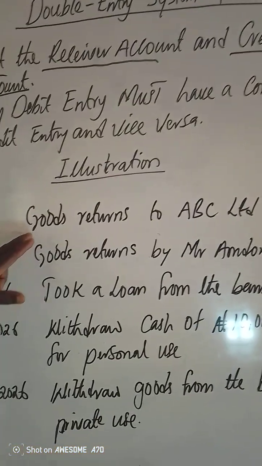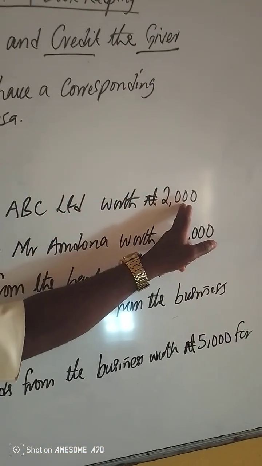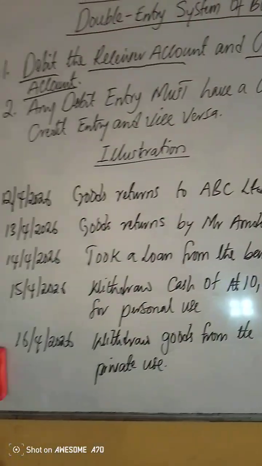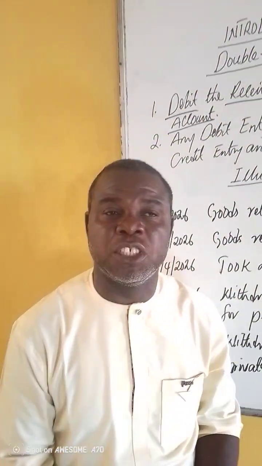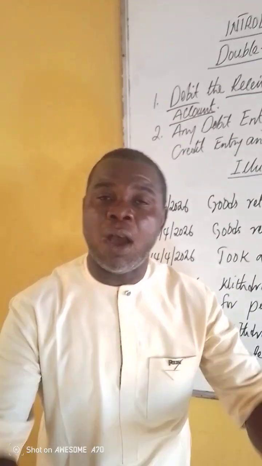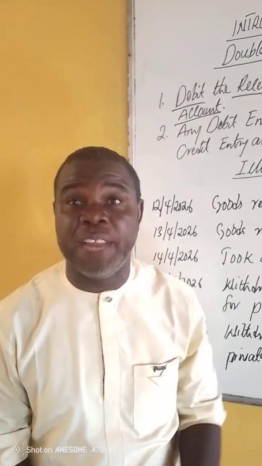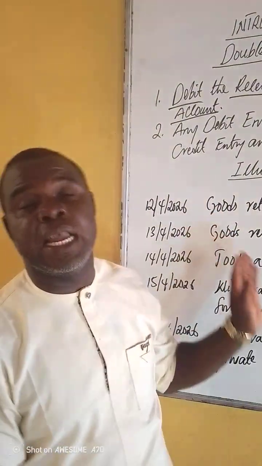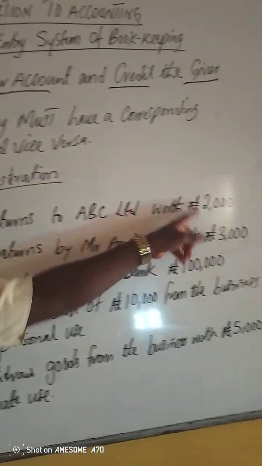On this day, goods returned to ABC Limited worth 2,000 naira. Here we are saying debit the receiver account and credit the giver account. I'm still emphasizing the principle because it is a key that all learners will hold to be able to post any transaction on the surface of the earth, provided you understand the principle. So we are saying goods returned to ABC Limited worth 2,000.